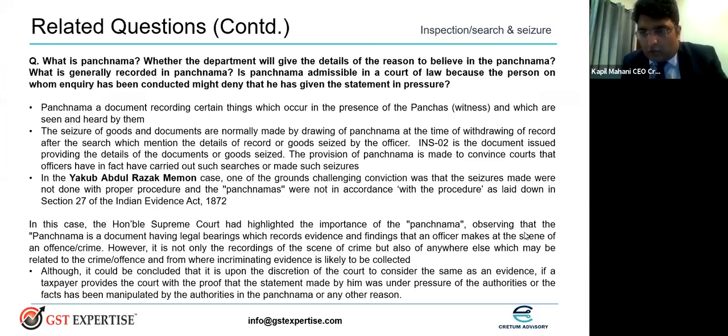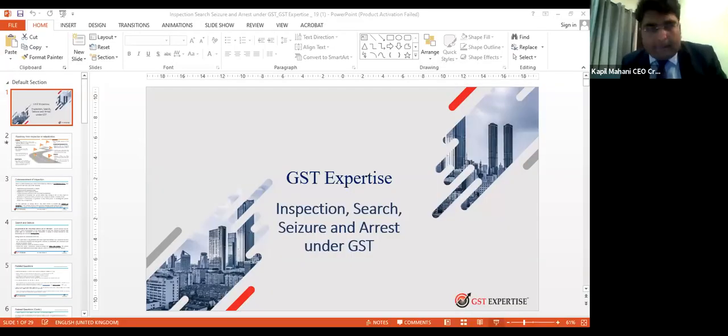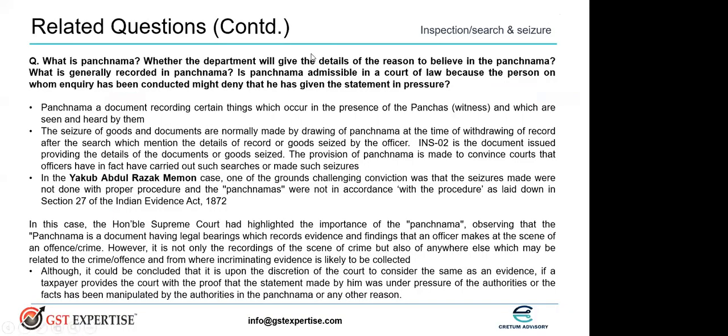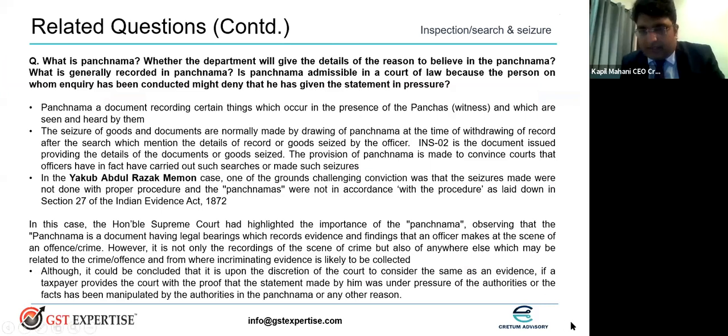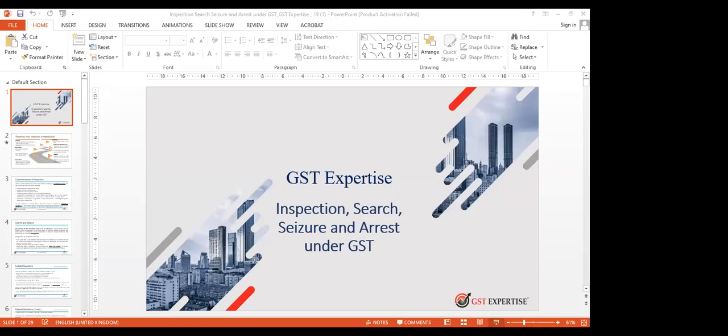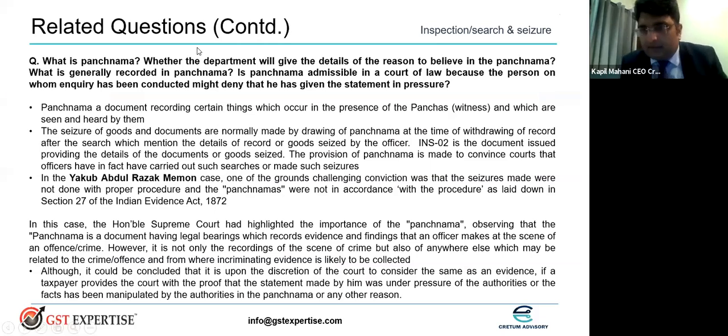Just hold on. I think my internet is showing unstable. So let me check. Is my screen visible? Yes, sir. Your screen is visible, but your voice is not coming properly. Is it coming now? I think it might be better now. Yeah, let's proceed. Now it is much better. So now is it better? Yes, much better.